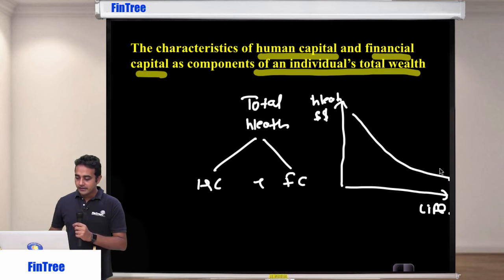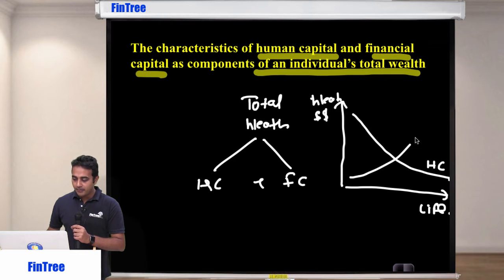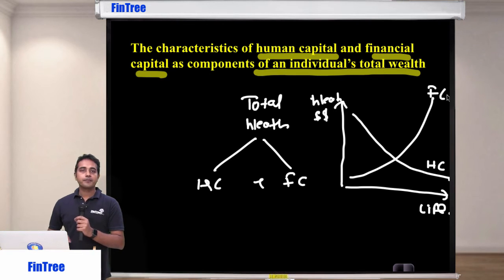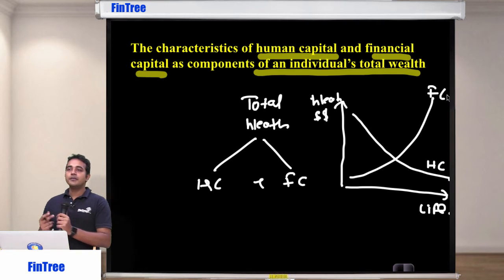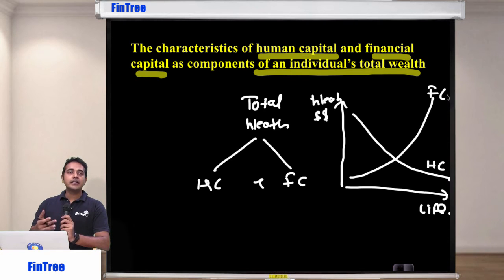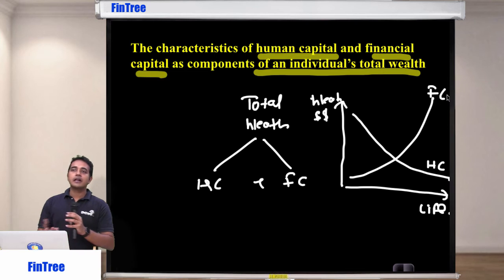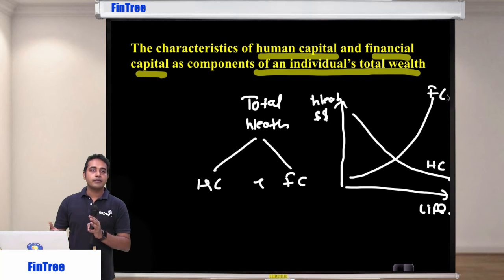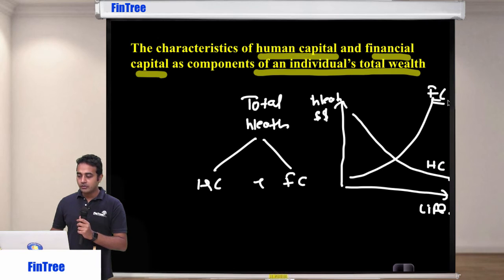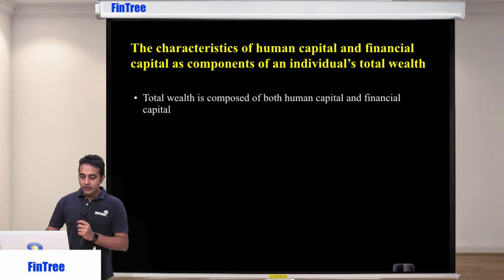But as against this, if this is human capital, the financial capital works in the other way around. With financial capital, initially the value would be very less because you've just started working, you do not have a sufficient portfolio. But as you move towards retirement, because of accumulation, your financial capital will start increasing. So total wealth is made of both HC and FC.